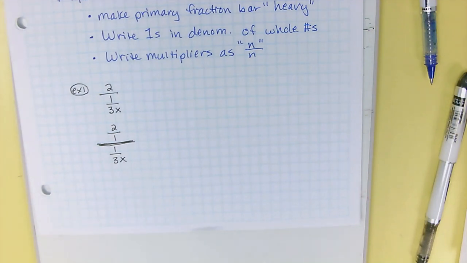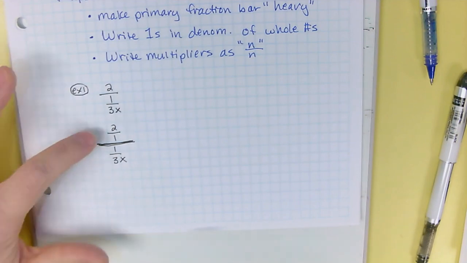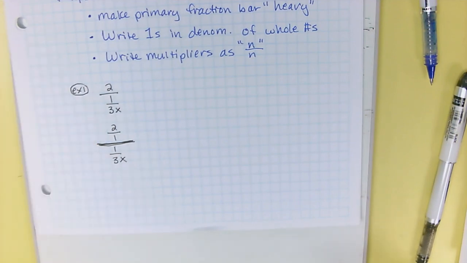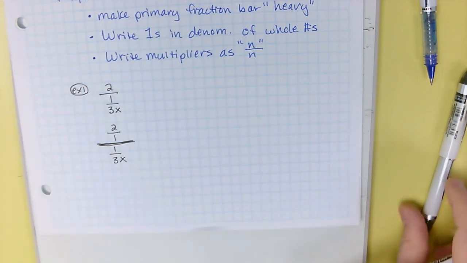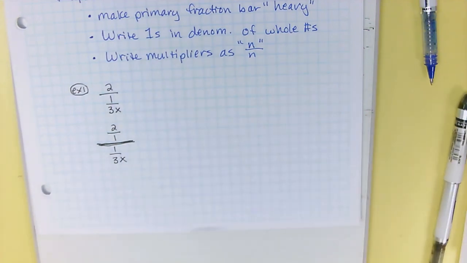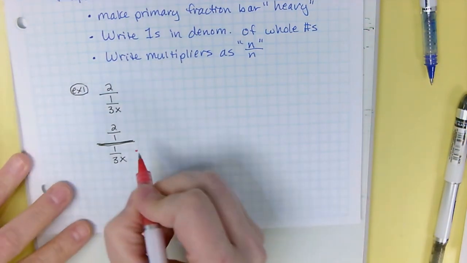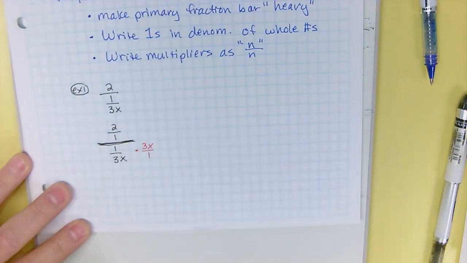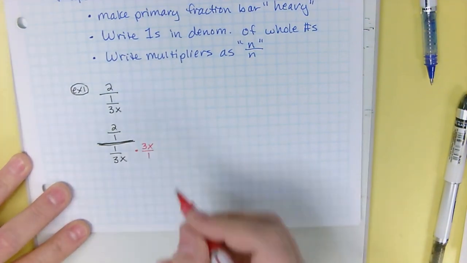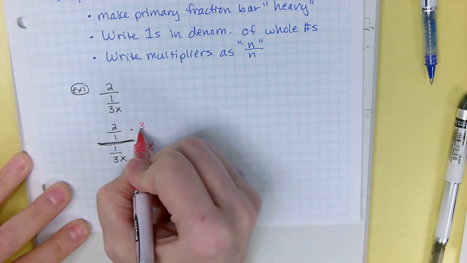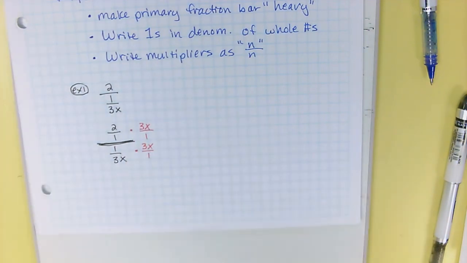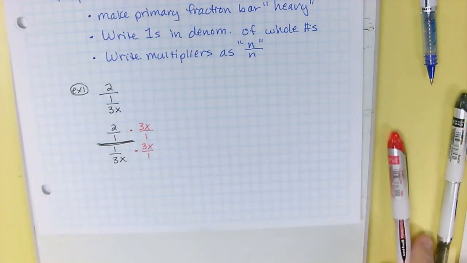So we would normally factor the top and factor the bottom, but 2 is a prime number. It doesn't factor anymore. And 3 is a prime number. It doesn't factor anymore. So we don't have to factor. There's nothing to factor. So we're ready to go to the elimination step. To eliminate the bottom, you're going to multiply by its reciprocal, which is 3x over 1. Now that means you have to multiply the top by 3x over 1, and you can see how putting the 2 over its invisible 1 really helps it line up.